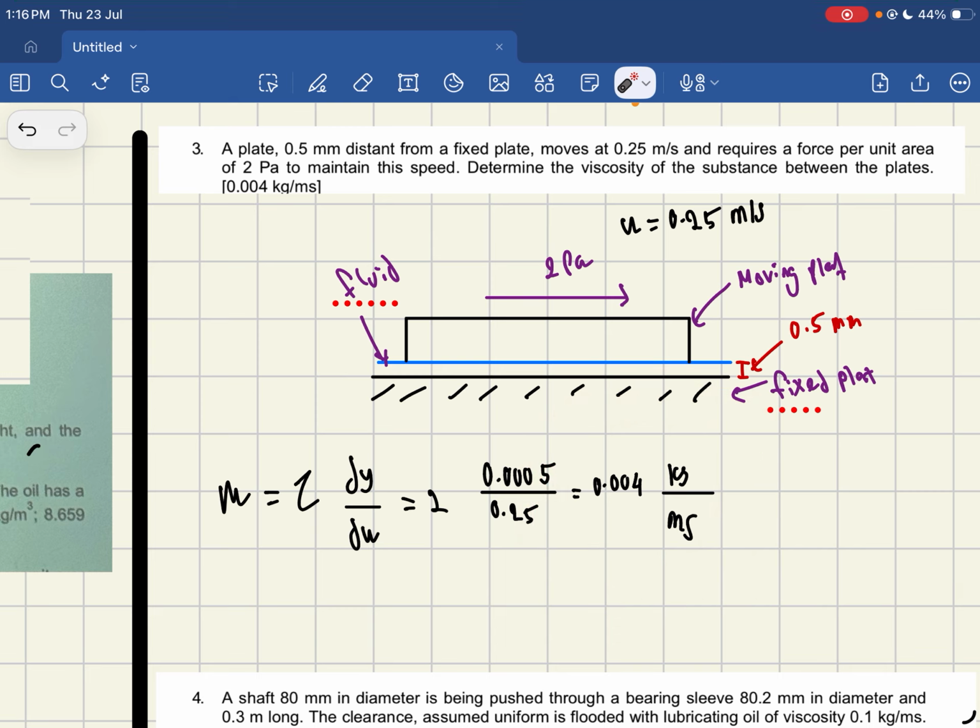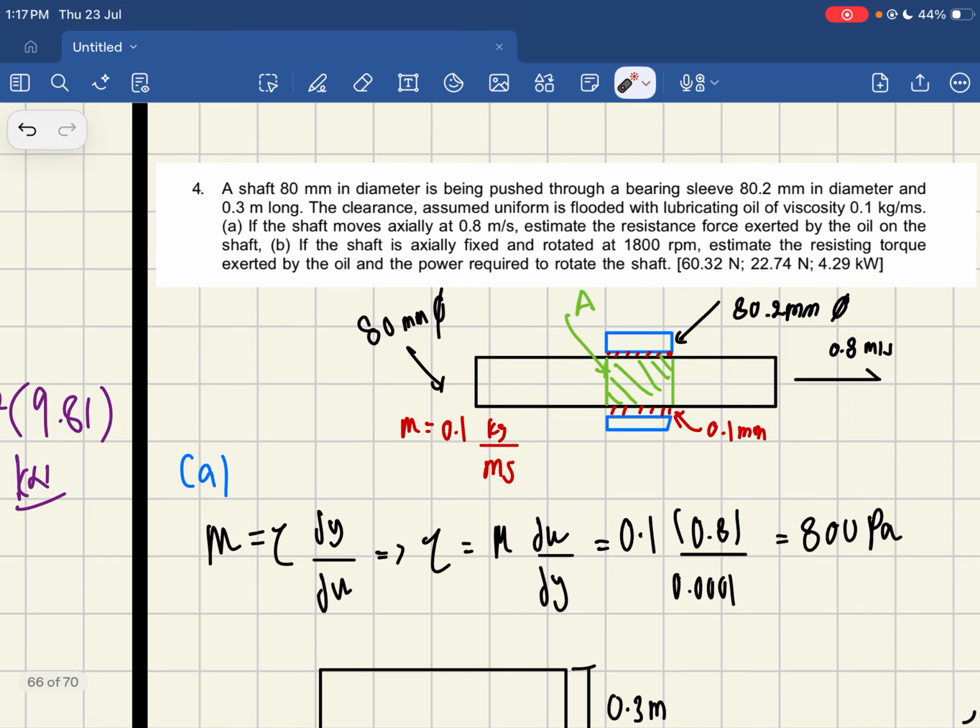Then you will get the dynamic viscosity. To be specific, there are 2 types of viscosity, kinematic or dynamic. So this is the dynamic viscosity.